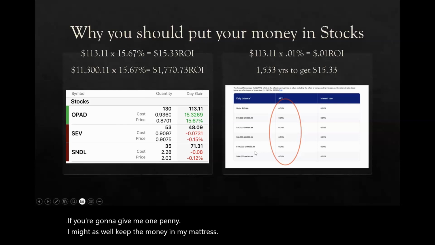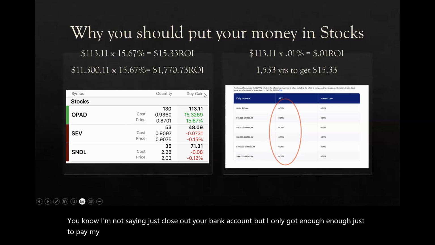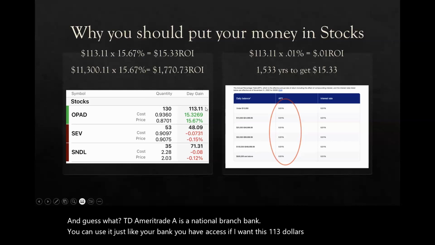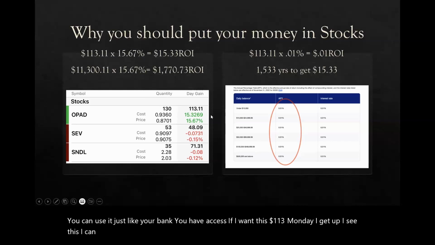You know, I'm not saying just close out your bank account, but I only got enough just to pay my bills. The rest of it, I'm trying to maneuver over here to where it can grow while I'm sleeping. And guess what? TD Ameritrade is a national branch bank. You can use it just like your bank. You have access. If I want this $113 Monday, I get up, I sell this. I can sell all 130 of these shares, and I got my money.